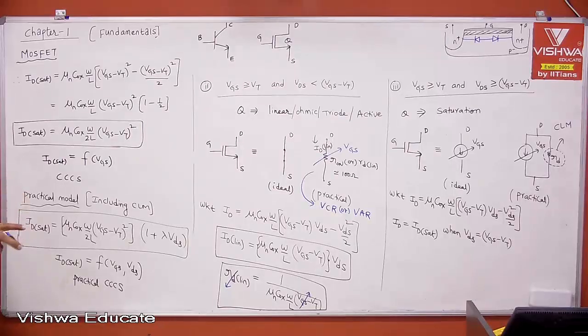I'll try to give the output characteristics similar to the BJT part, then you'll understand.